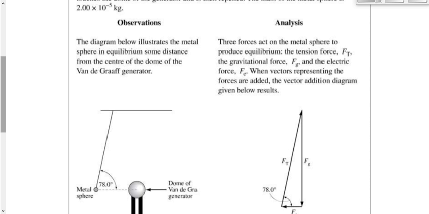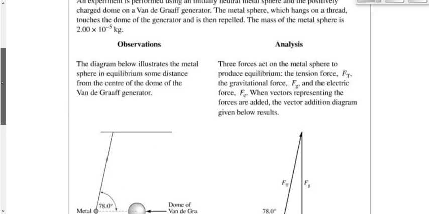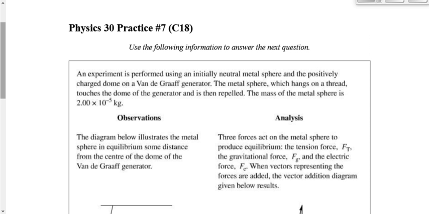All right, let's pretend we skim through this, and then let's look at the question that goes with it. When it touches the generator, the metal sphere becomes what, as a result of the transfer of what? Well, what does the metal sphere become? It says the metal sphere was neutral, and the dome of the Van de Graaff generator was positive. So if the neutral metal sphere touches the positive Van de Graaff generator, we've got to be careful with this because Van de Graaff generators are typically negatively charged. So by default, if we don't read carefully enough, we're probably going to make it negative, right?